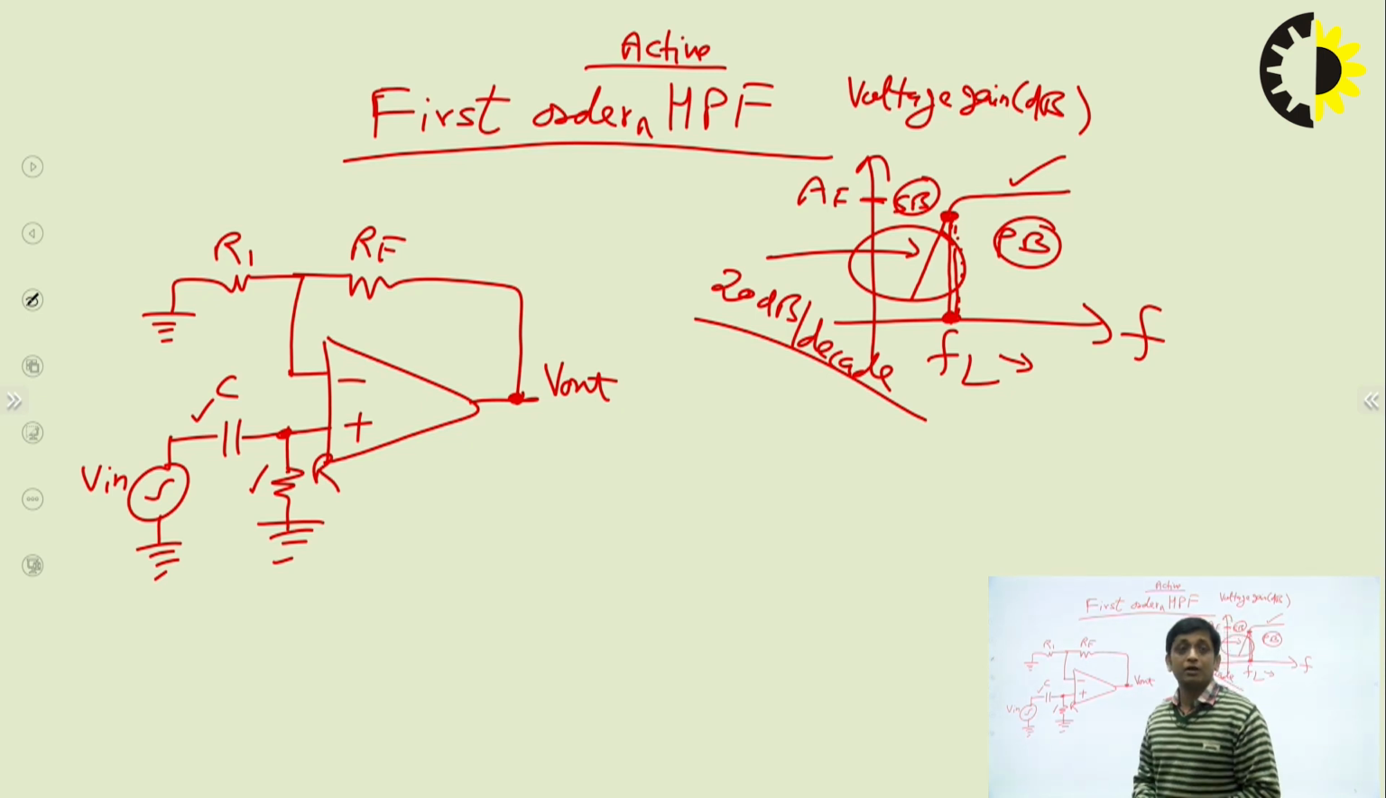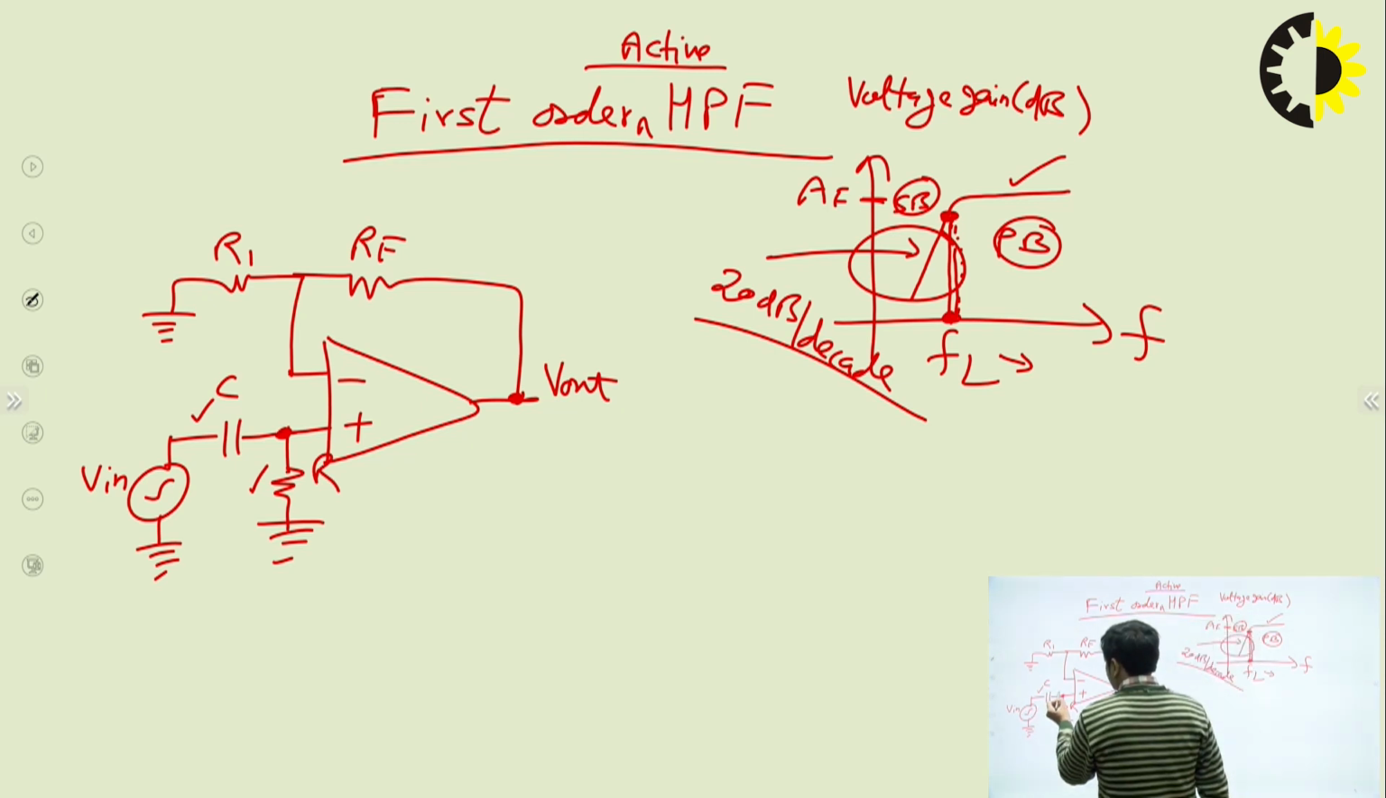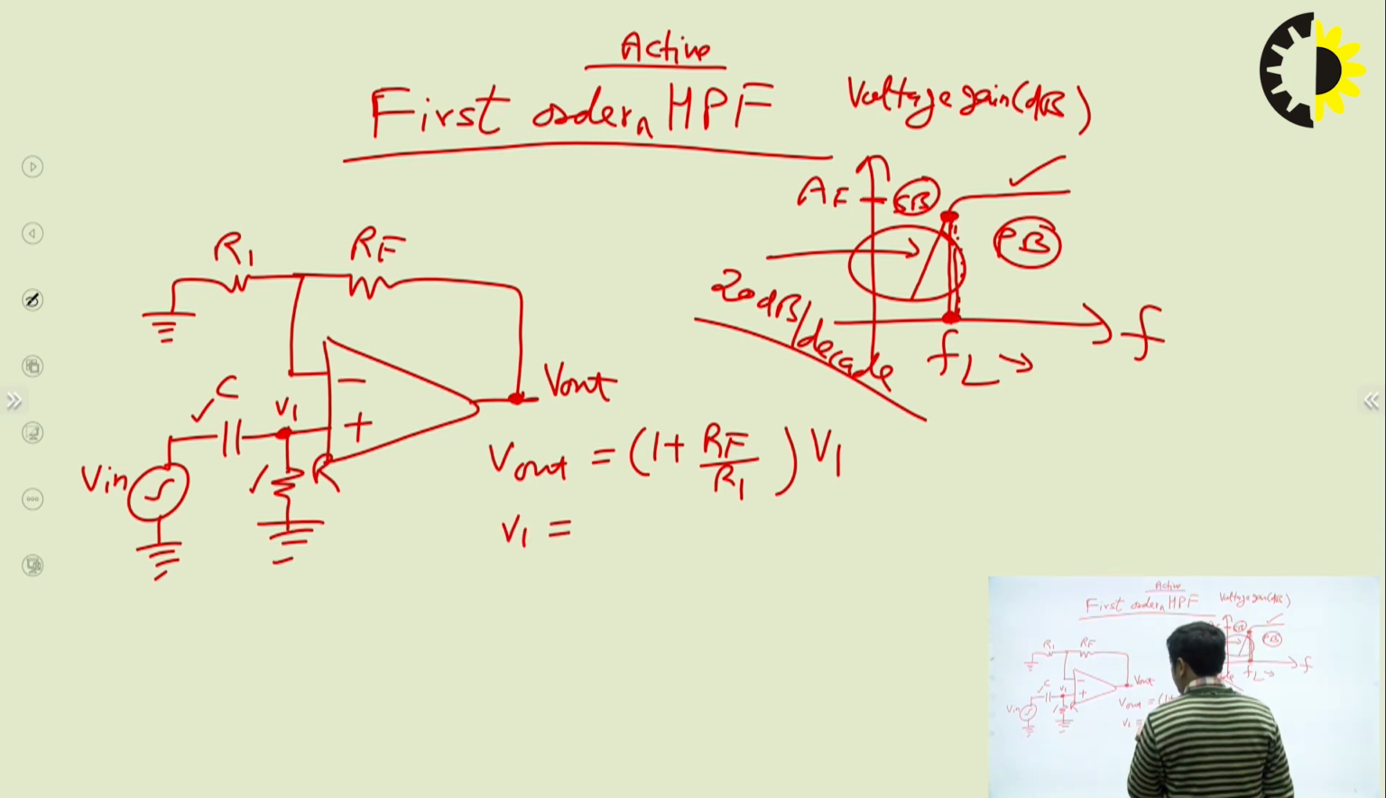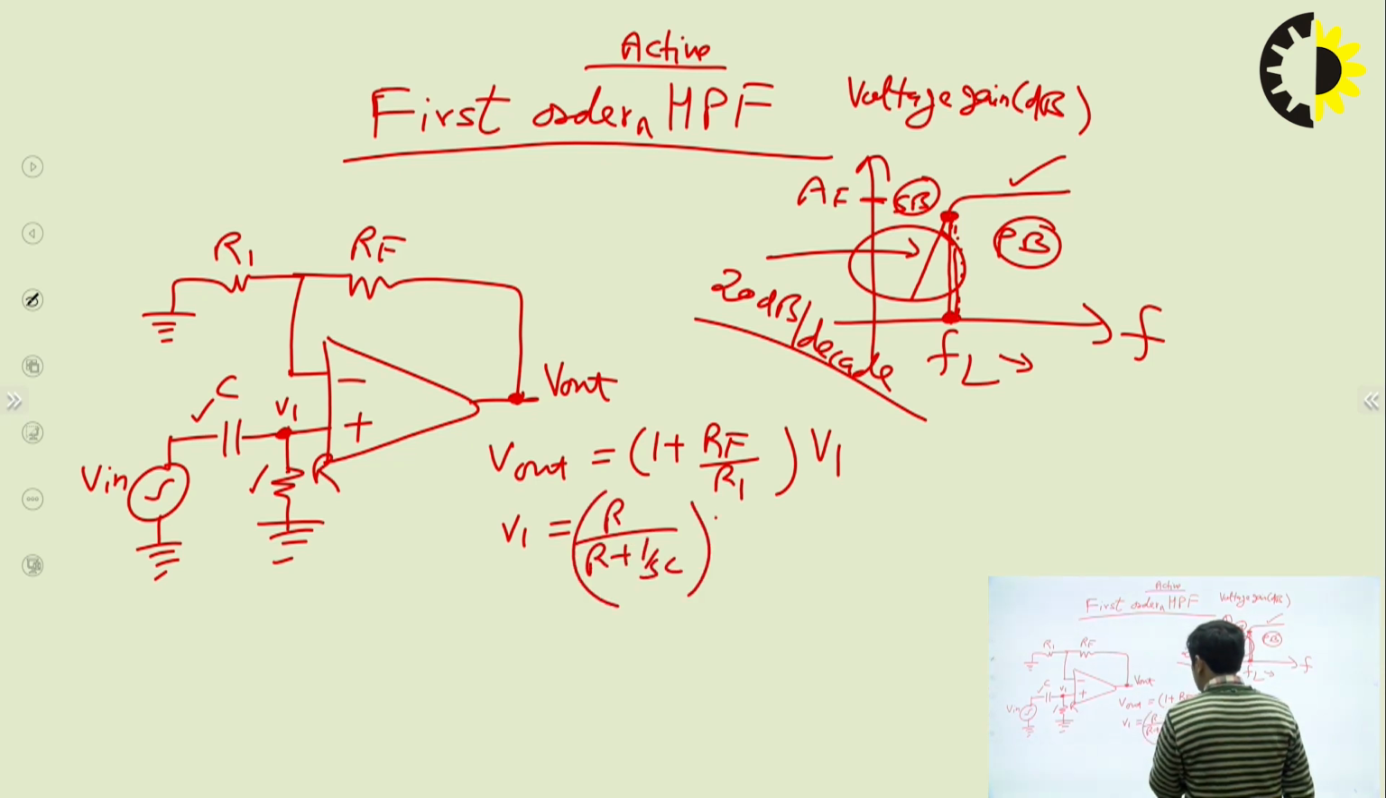Now you can derive the voltage gain transfer function for this first order high pass filter. For that, let's take the voltage at the non-inverting terminal as V1. Now you know the relation between V out and V1 since it's a non-inverting configuration. So what will be the value of V out? V out will be equal to 1 plus RF upon R1 into V1. Now from the voltage division rule you can calculate the value of V1 in terms of Vin. That will be equal to R upon R plus 1 by SC into Vin.